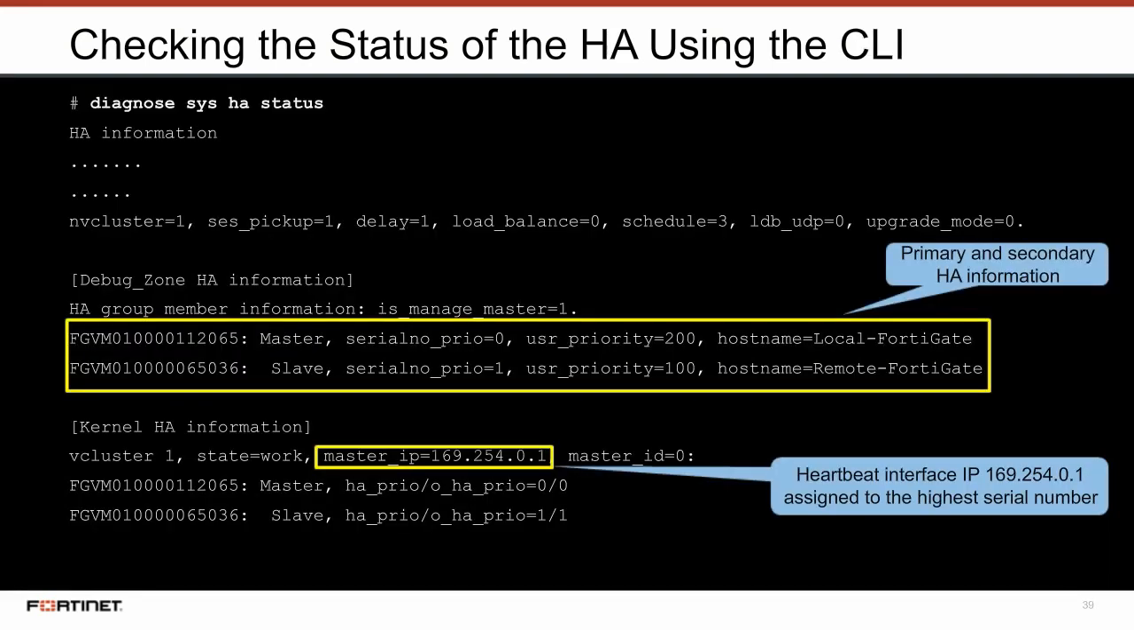You can get more information about the status of the HA from the CLI. For example, the command diagnose sys HA status displays heartbeat traffic statistics, as well as the serial number and HA priority of each FortiGate. This command also shows the heartbeat interface IP address automatically assigned to the FortiGate with the highest serial number. Remember, the heartbeat IP address assignment changes only when a FortiGate leaves or joins the cluster.